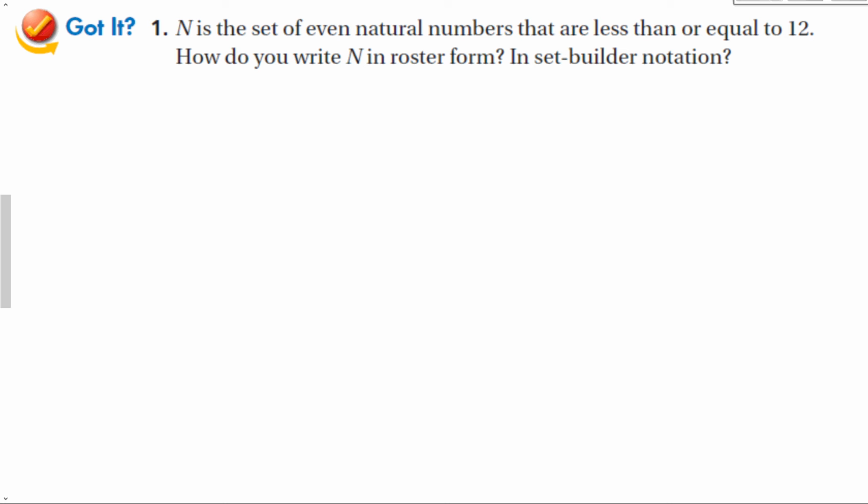Let's try another one. N is the set of even natural numbers that are less than or equal to 12. Roster form, set builder notation. Okay, so we have N is equal to roster form. It says natural numbers, again, those are counting numbers, sorry, even natural numbers. So just the even numbers less than or equal to 12: 2, 4, 6, 8, 10, 12. So there's my roster.